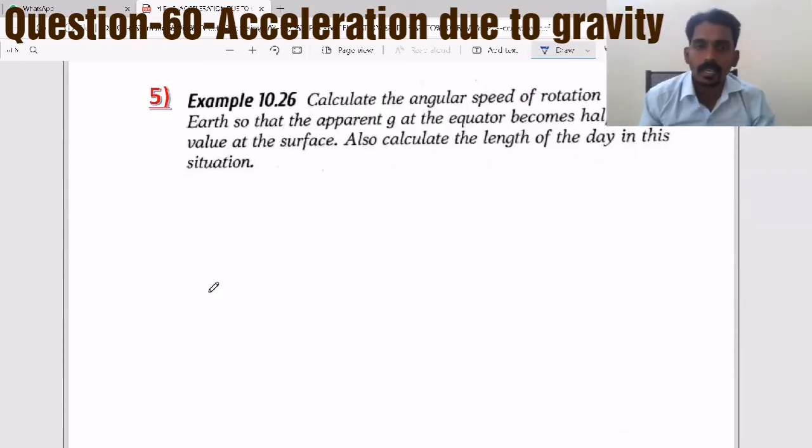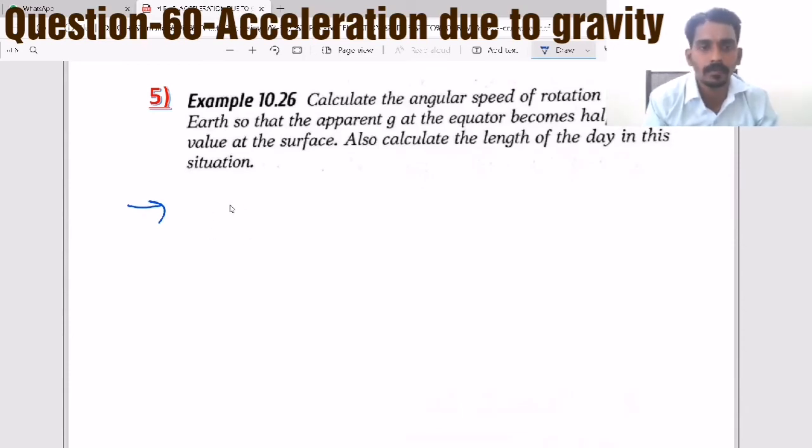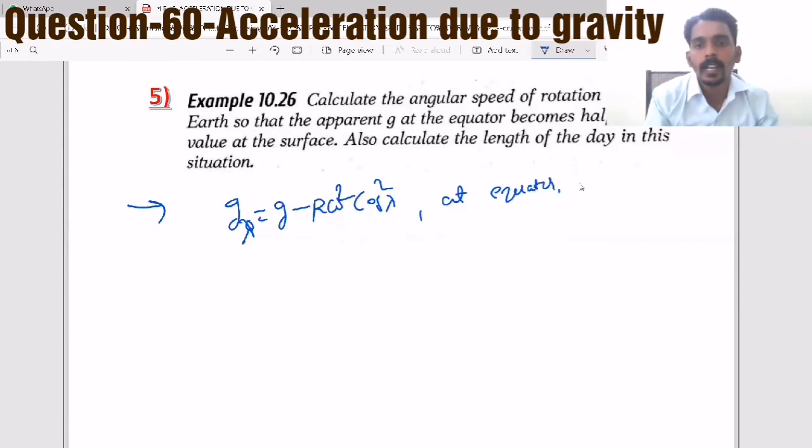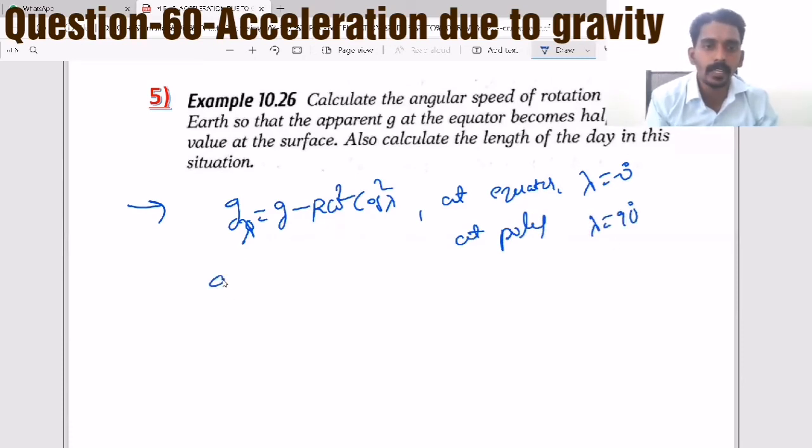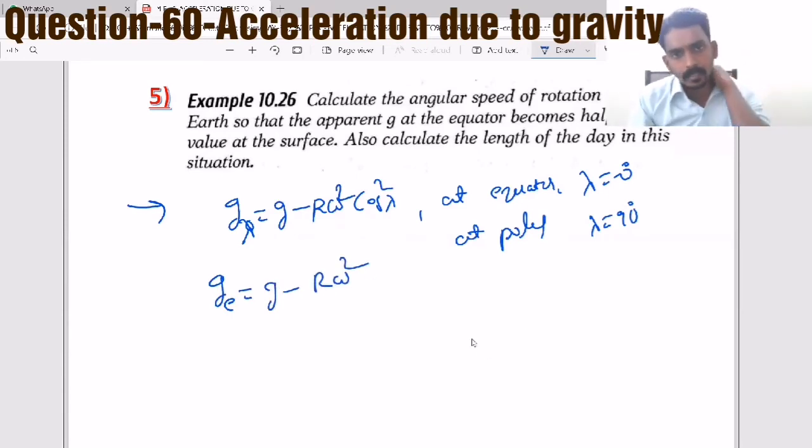Now, one last and final question. Calculate the angular speed of rotation of the Earth so that the apparent G at the equator becomes half of its value at the surface. So G at any latitude, G lambda equal to G minus R omega square cos square lambda. Now at equator, the lambda value is 0 degrees. Now at poles, the lambda value is 90 degrees. Now at equator they are asking so that it will become G minus R omega square.